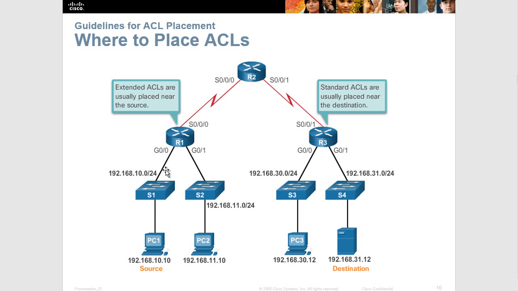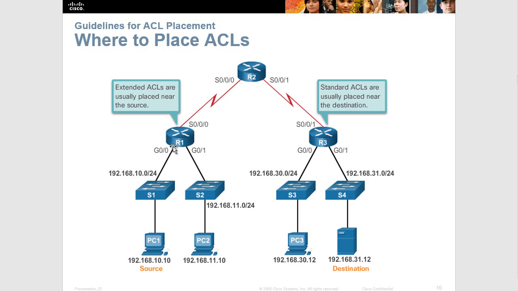Okay, so I can place an extended access control list. An extended access control list can filter based on source IP, destination IP, protocol, port number. So for my extended access control list, I can place it right here before it even gets routed on R1.